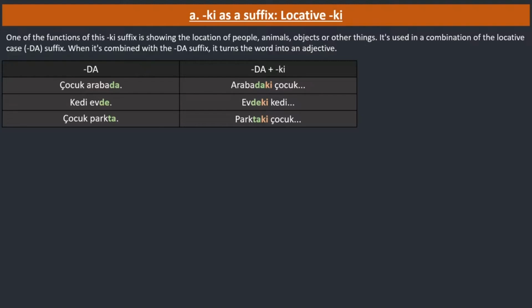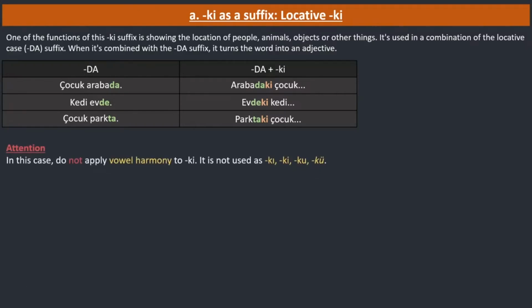Hangi çocuk senin? Arabadaki. Hangi kedi senin? Evdeki. The one at home. Hangi çiçek senin? Sepetteki. So in the question, the possession is implied. Hangi çocuk senin? Which kid is yours? The one at the park. Parktaki benim.